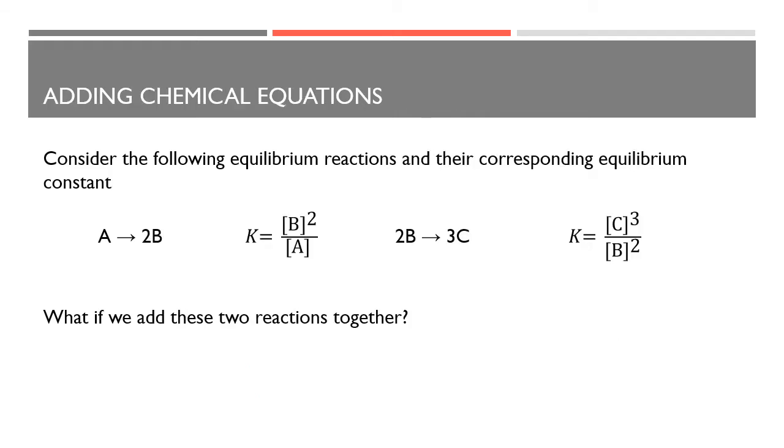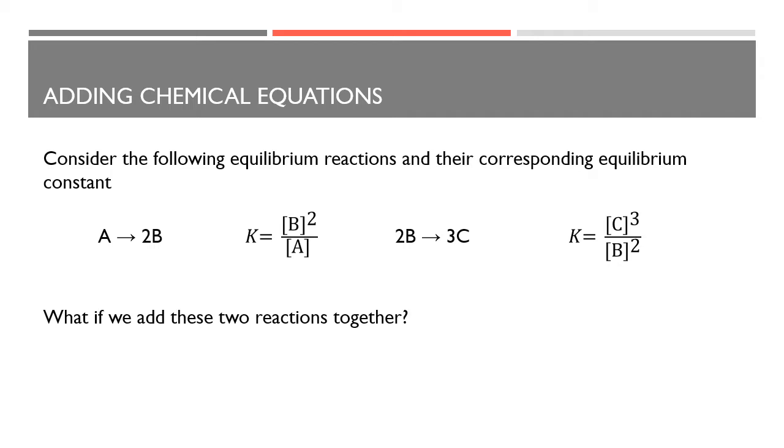Now the third one kind of ties in Hess's law a little bit. We're going to add reactions together. So what happens to the equilibrium constant when we add 2 reactions together? We have A gives us 2B, that's reaction 1, and 2B gives us 3C, that's reaction 2.